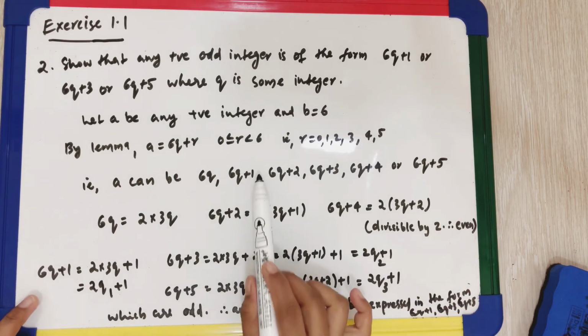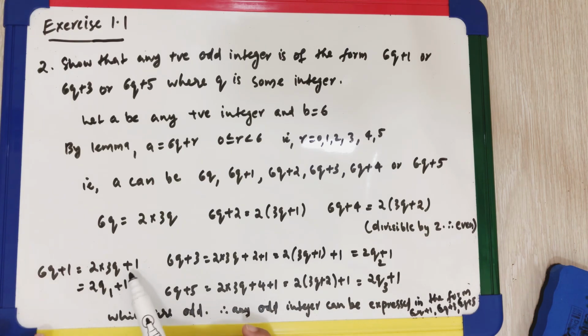Then, we can see 6q plus 1 is equal to 2 into 3q plus 1, equal to some 2q1 plus 1 form, which is not even. Now, 6q plus 3 is equal to 2 into 3q plus 2 plus 1, which is 2 into 3q plus 1 plus 1, some 2q2 plus 1 form, again not divisible by 2. Now 6q plus 5 is equal to 2 into 3q plus 4 plus 1, which is equal to 2 into 3q plus 2 plus 1, equal to some 2q3 plus 1 form, again not divisible by 2. Therefore, they are odd numbers. Therefore, any odd integer can be expressed in the form 6q plus 1, 6q plus 3 or 6q plus 5.